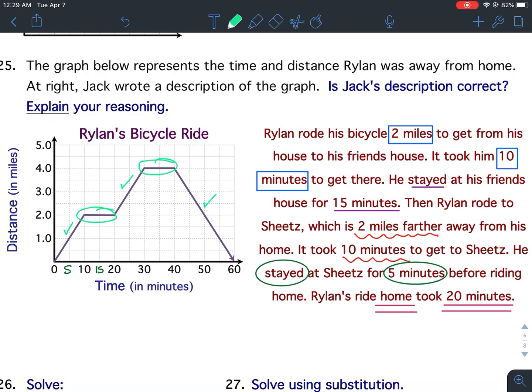So the way you would explain it would be to say, Jack's description is not correct. Rylan stayed at his friend's house for 10 minutes, not 15 minutes. And he stayed at Sheets for 10 minutes, not 5 minutes. Again, the answer would be, Jack's description is not correct because he stayed at his friend's house for 10 minutes, not 15 minutes, and he stayed at Sheets for 10 minutes, not 5 minutes. So that would be how you answer 25. If you have any questions for 24 and 25, let me know.